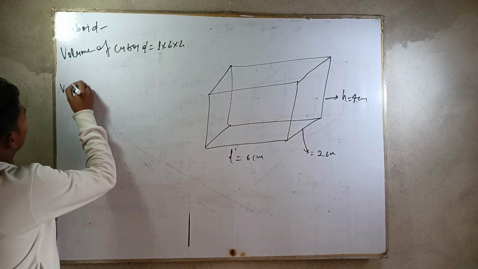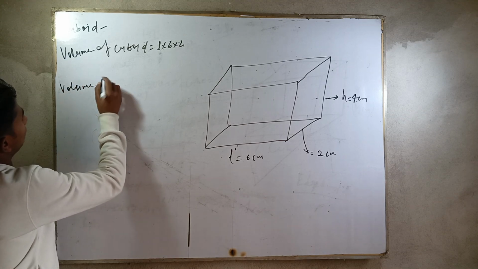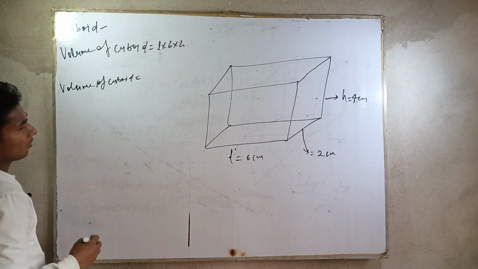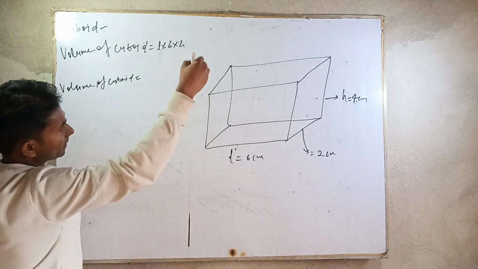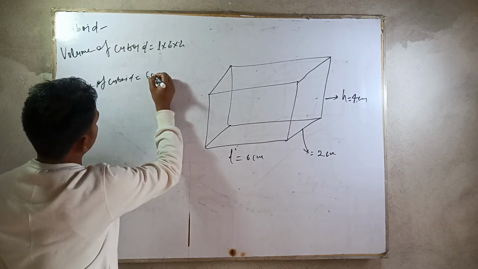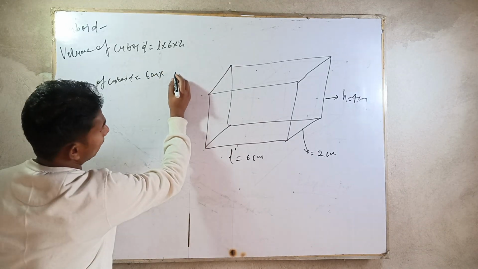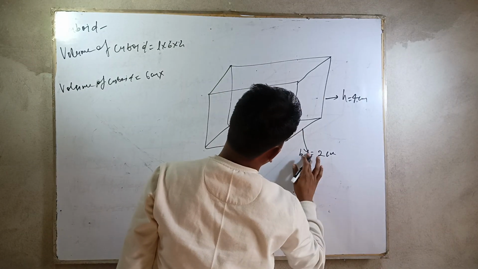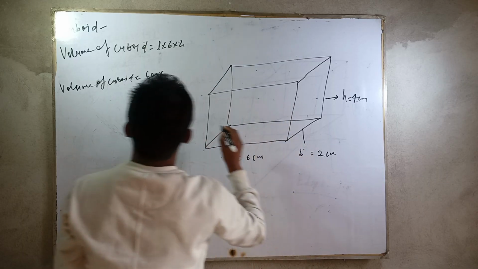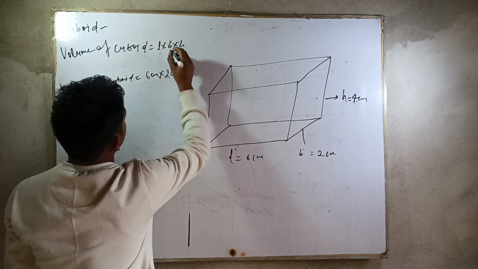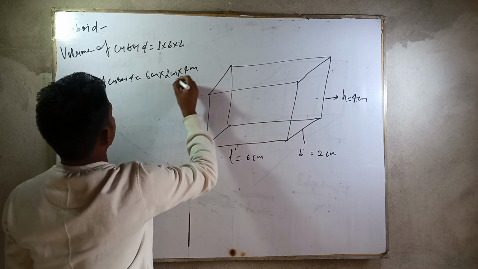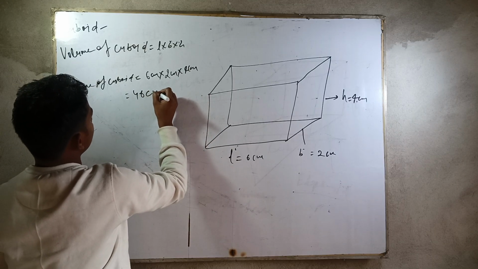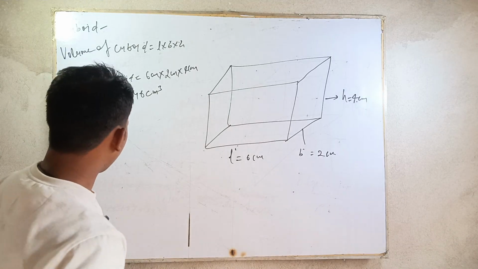Volume of cuboid equal to, if I replace all the values, 6 centimeter cross L, B is breadth, 2 centimeter, and this one is 4 centimeter. Then what will be the value? 48 centimeter cube. It will be the volume.